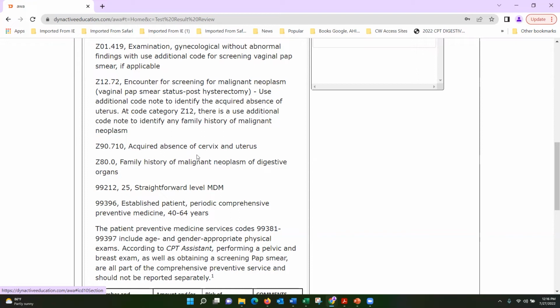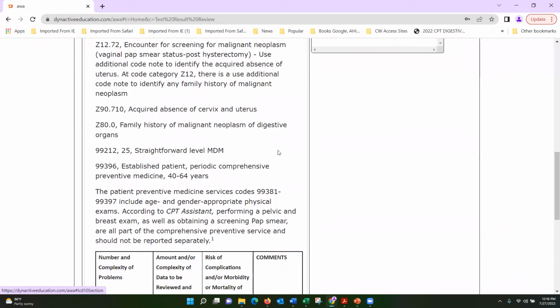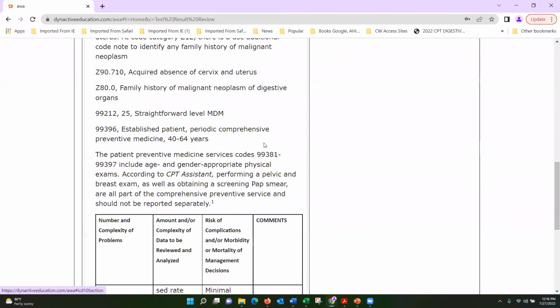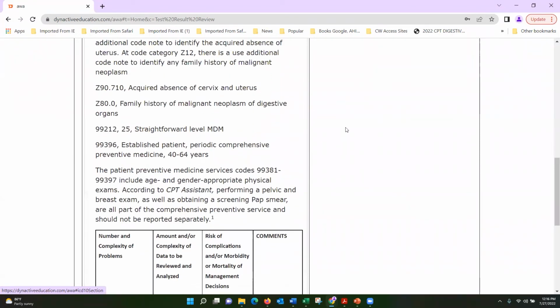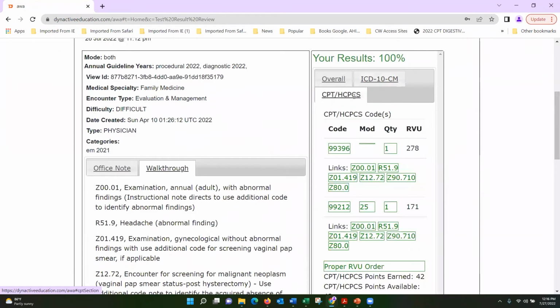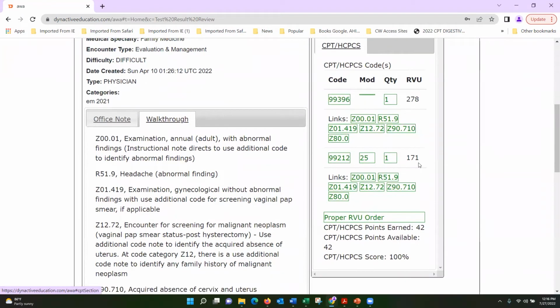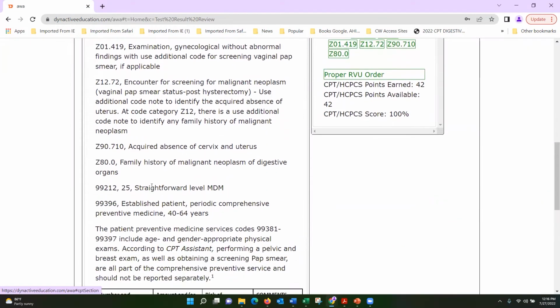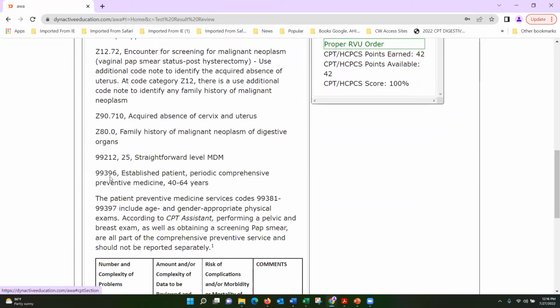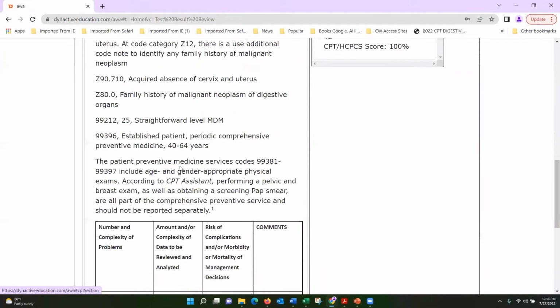Okay, next we've got to think about what CPT codes we are going to assign. All right, so I'm going to move over here and I'm going to show you. We have two codes to assign. We're going to assign this 99396. That's for our periodic comprehensive preventive medicine, and it's for an established patient. This is why the patient came in. It was for an exam, preventive medicine exam.